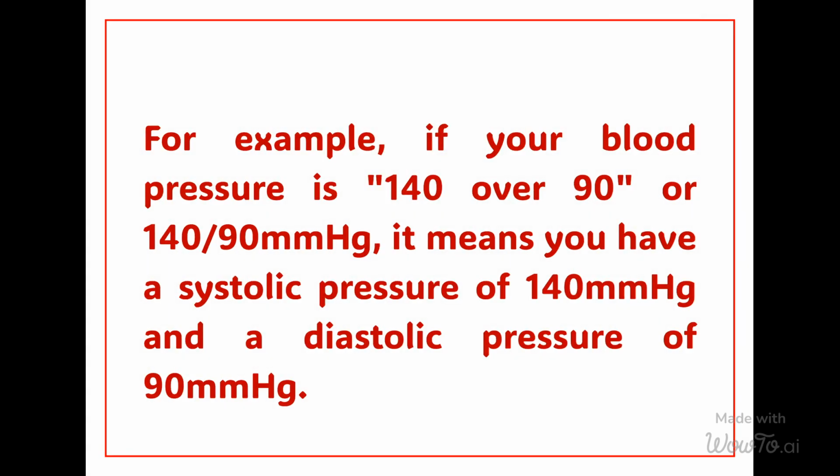For example, if your blood pressure is 140/90 millimeters of mercury, it means you have a systolic pressure of 140 millimeters of mercury and a diastolic pressure of 90 millimeters of mercury.